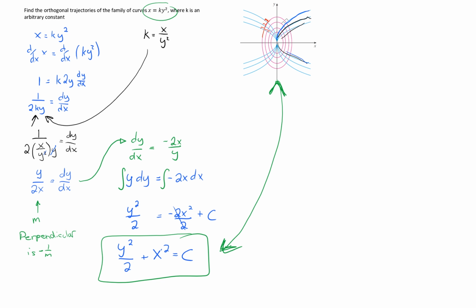So this is saying at every point on our blue parabolas here, every point that our red ellipses intersect with them, it's perpendicular. We found the orthogonal trajectories to that family of curves x equals k times y squared.